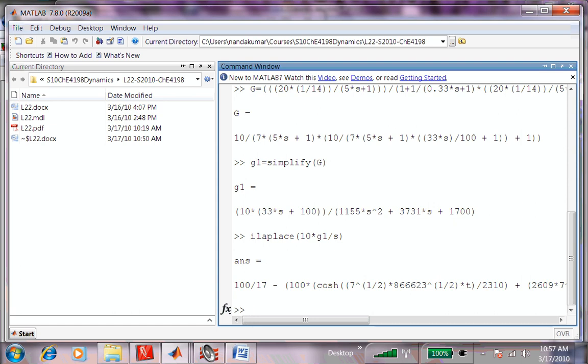Yeah. Why in the first method of the transfer function?